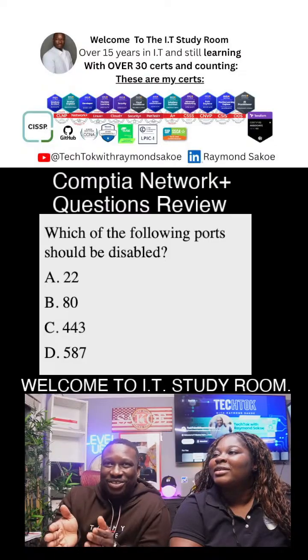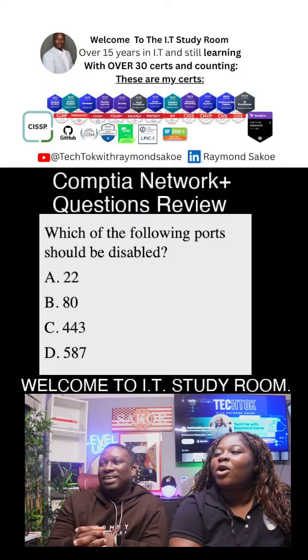It tests you to know if you know which one is unsecured or not. Unsecured or not, yeah. Okay.